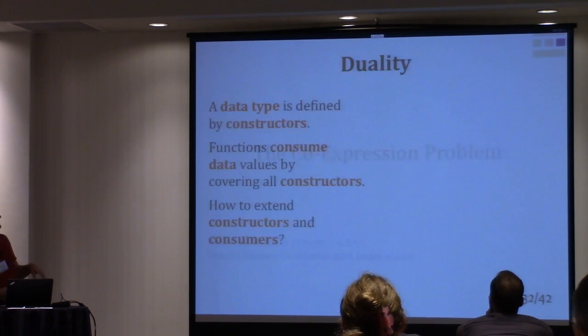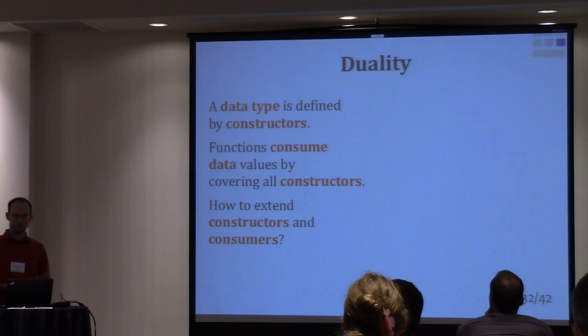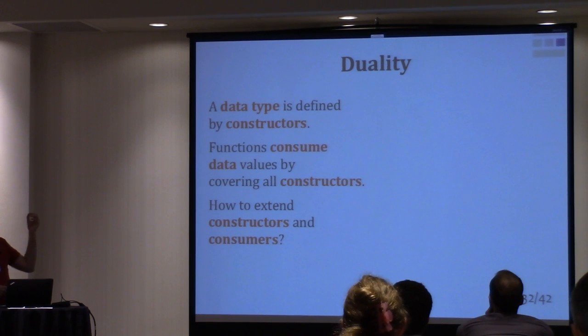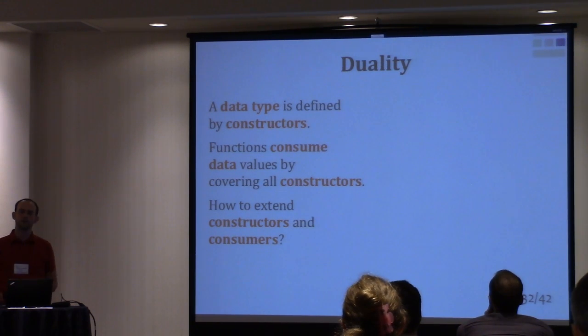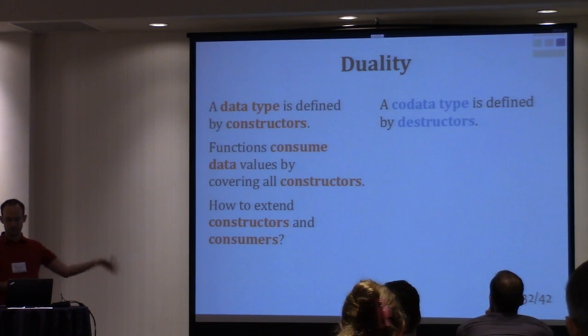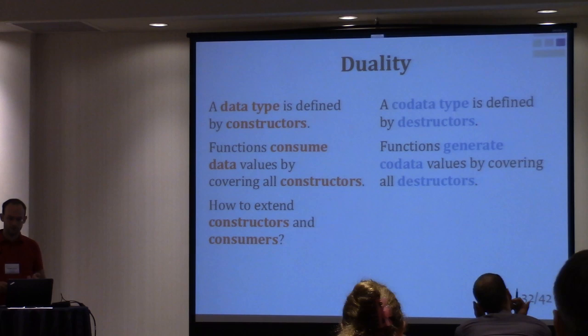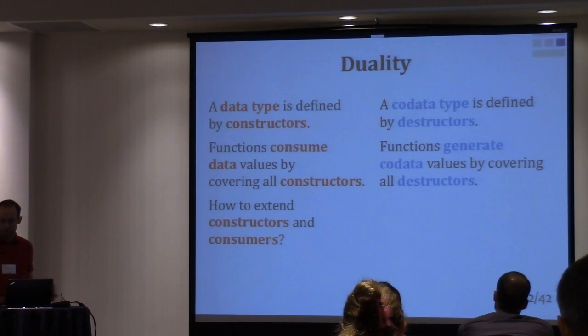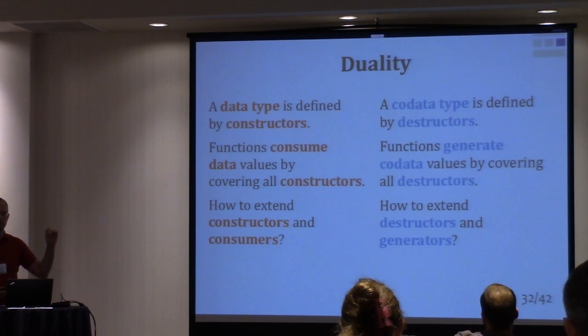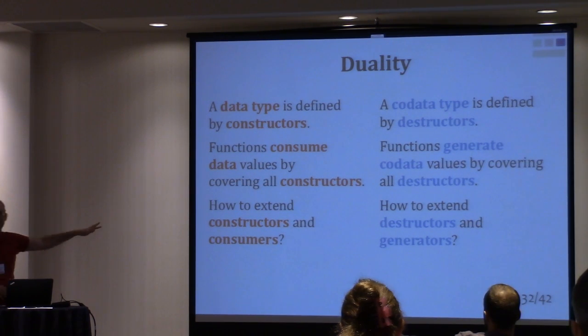So we thought, why don't we just turn it around? Why don't we apply duality to the expression problem to find the co-expression problem? So let me just reiterate what the expression problem is. Data types are defined by constructors, and functions consume data values by covering all of the constructors. And the question is, how can we extend both the set of constructors and the set of consumers in a modular way? So by dualizing this, we can say that a co-data type is defined by destructors, and functions generate co-data values by covering all of the destructors. And then the question will be, how can we extend both the set of destructors and the set of generators at the same time? Okay, so this works. I mean, I just stated it.